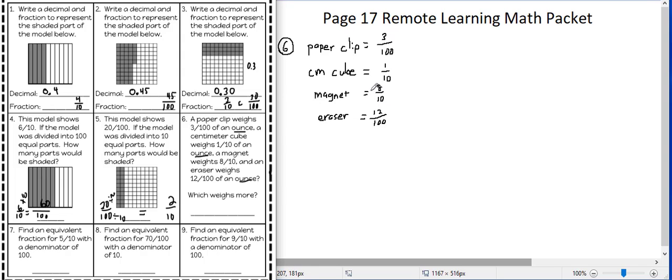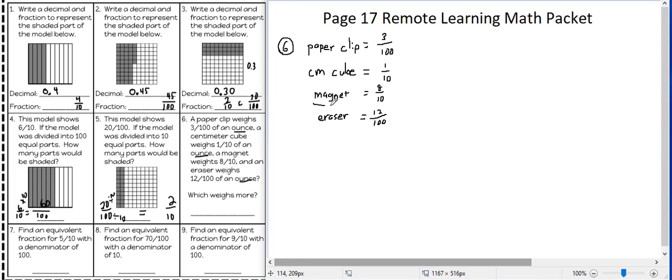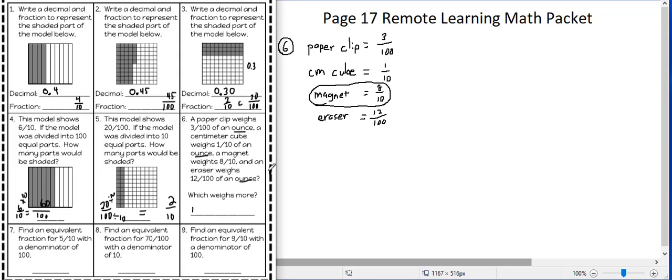At first I'm like, ooh, this one sounds tricky. But when I want to compare fractions, especially a list like this, the first thing I do is I just see which one is more than 1/2, or if any of them are. Is 3 more than 1/2 of 100? No. Is 1 more than 1/2 of 10? No. Is 8 more than 1/2 of 10? Yes. Is 12 more than 1/2 of 100? No. So clearly the magnet weighs the most because it weighs 8 tenths of an ounce. Which weighs more? The magnet.